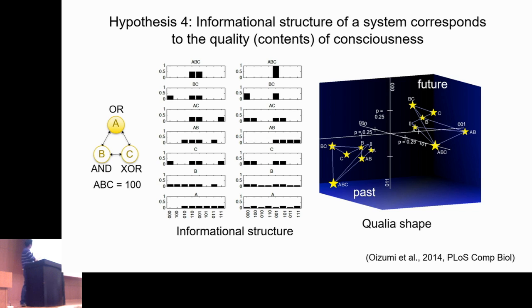And this is just a visualization of these very complicated probability distributions. This is the space of probability distributions, and each point corresponds to one probability distribution, like A, B, B, C, or something like this. We can visualize something like this, and this shape corresponds to quality. That's our fourth hypothesis. And this one is, I think, more difficult to test in experiments anyway.